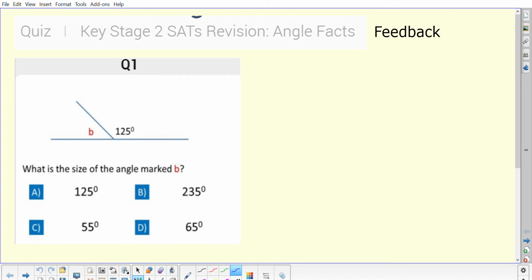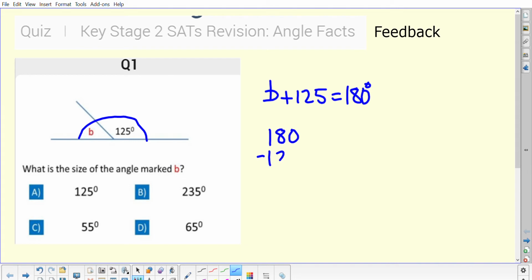So what's the size of angle B? You can see in this diagram here that the two angles have been fitted together and they are making a straight angle. So what that tells us is that the two angles together need to make 180 degrees. There's 180 degrees in a straight angle or in a straight line. So to work out the missing one, what you should have done was 180 take away the 125.